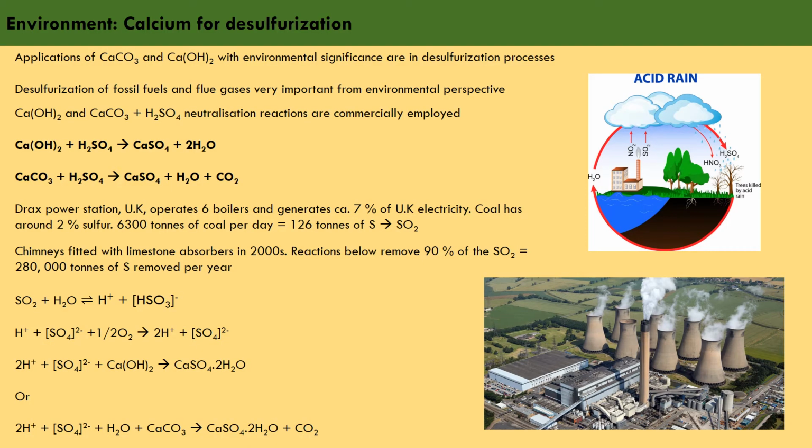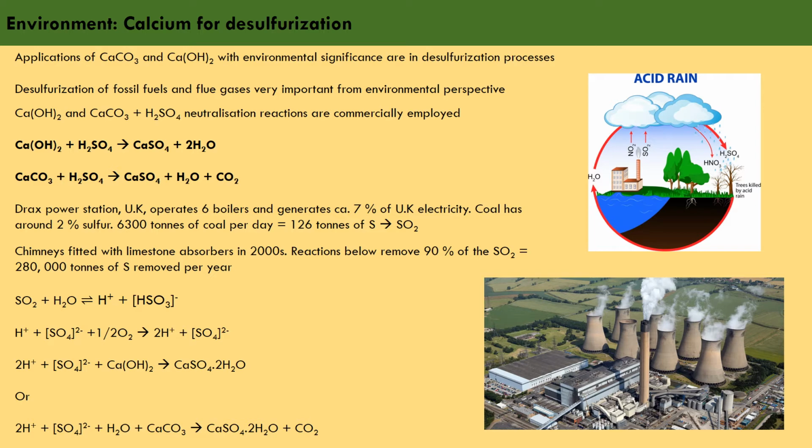Now, calcium is used in the desulfurization process. By that I mean the desulfurization of the combustion products of fossil fuels. Both calcium carbonate and calcium hydroxide are used. So these compounds also have quite a heavy environmental significance.